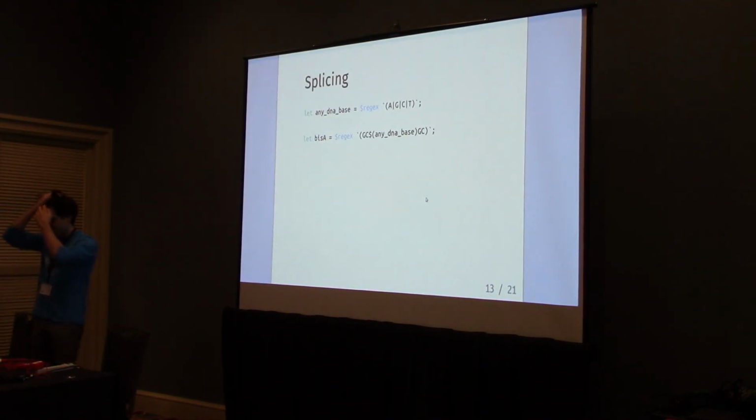Okay, so a killer feature of Relit, I think, is that it can support splicing, which means that when we have a notation, we can insert arbitrary reason expressions into that notation. So here we have any DNA base, which is a regex that matches A or G or C or T, which are the DNA bases. And then we're defining the BizA enzyme to be GC followed by any DNA base followed by GC.